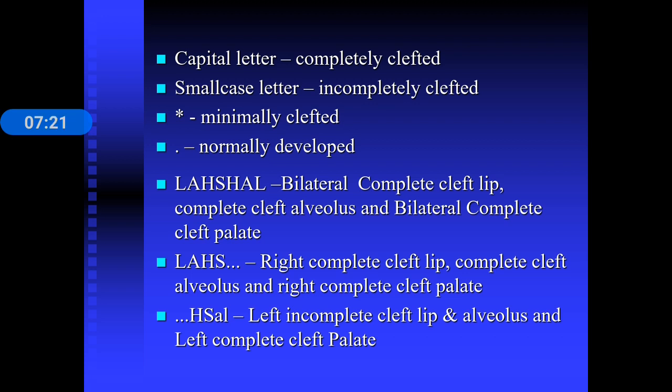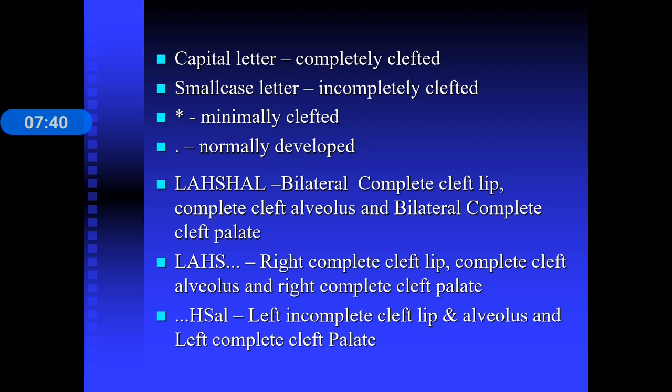If it was LAHS capital and the rest 3 are dots, it would have been a right complete cleft lip, complete cleft alveolus, and a right complete cleft palate. Why? Because the left side of the palate, alveolus, and lip is normal.